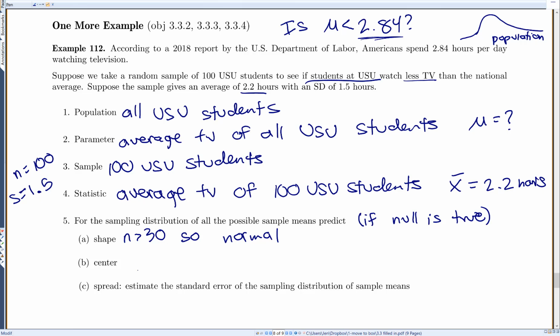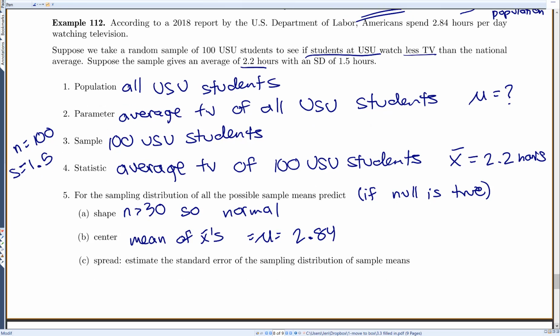So my center, or the mean of all of my X bars, is just equal to my population mean mu, which if the null is true, is going to be this 2.84. My spread, well, did anywhere it tell me my population standard deviation? It didn't say anything about population standard deviations anywhere. So I'm going to actually have to use my sample standard deviation.